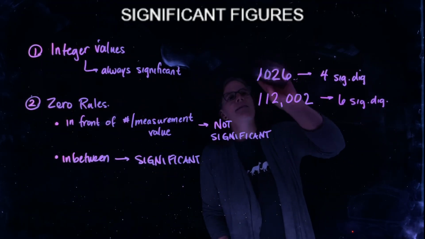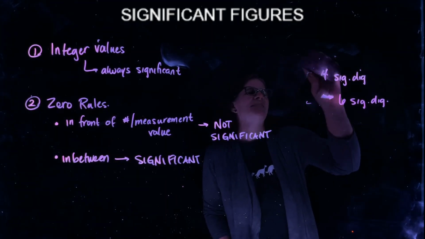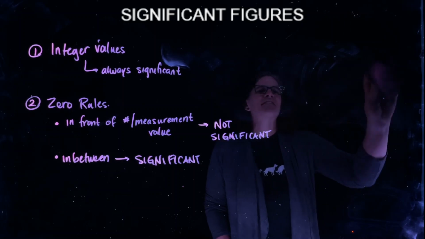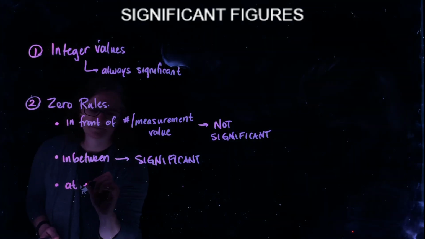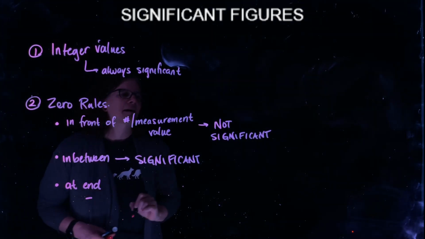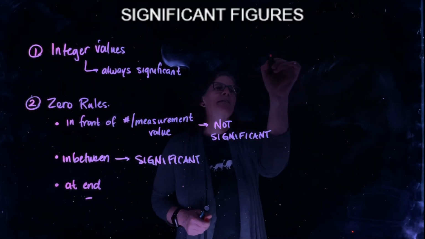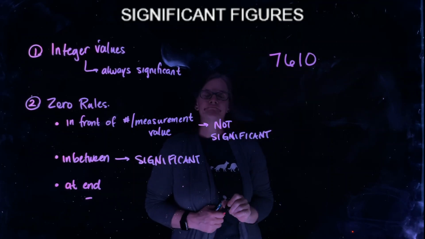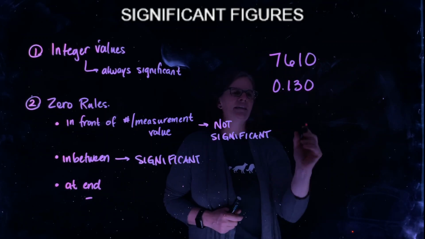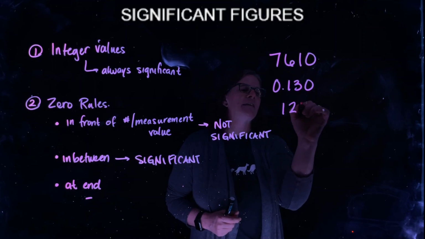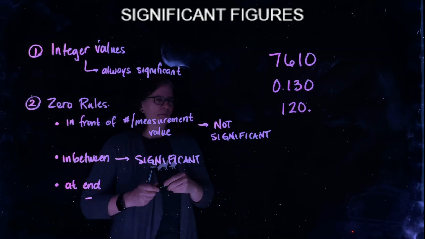And the final rule, which has sub-rules, is what happens if the zero is at the end. There are a couple of different things. Let's give examples of those numbers. Let's say we have 7,610. I have 0.130, and I have 120 followed by a decimal point. These are the three scenarios I want to talk about.